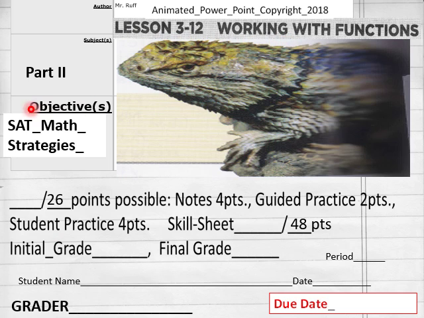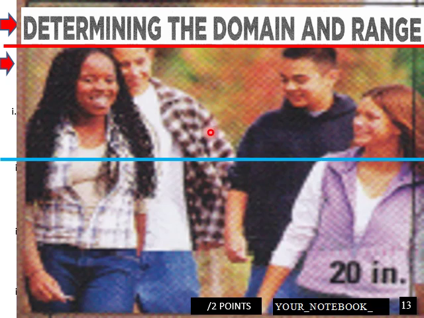3.12 part 2, working with functions. Here are the notes. We have a 48-point skill sheet which is not included with this PowerPoint. To get that, contact me. This should go in your notebook guide.